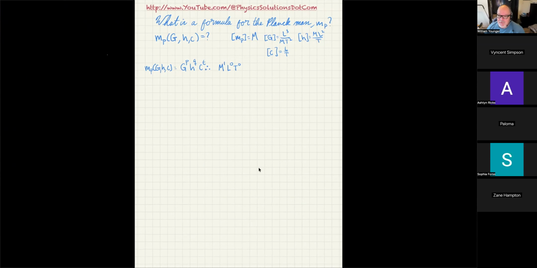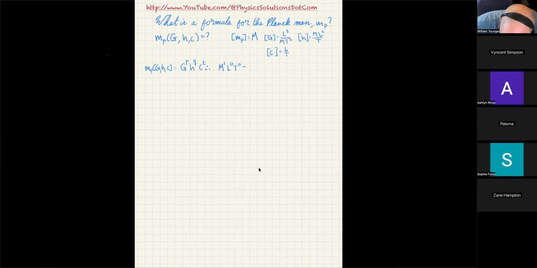You have to realize that since the left-hand side is mass, it's only going to have the mass dimension, and any dimensions of L have to be raised to the 0 power, because anything raised to the 0 power is 1, except for 0 raised to the 0 power, which is undefined.